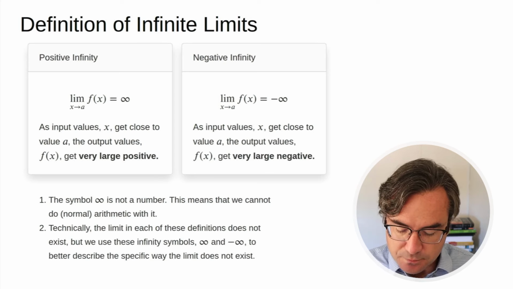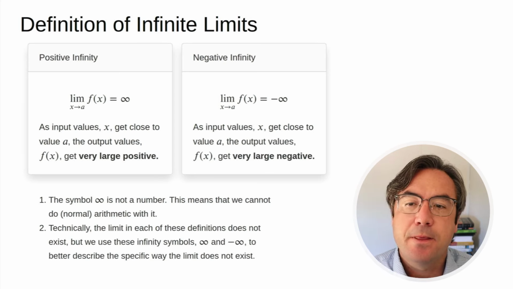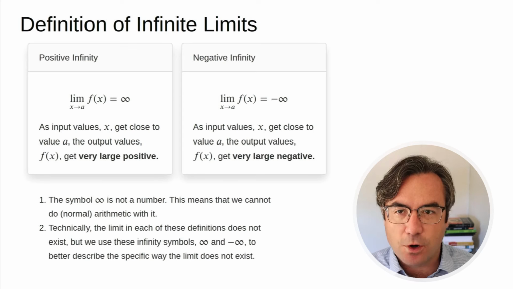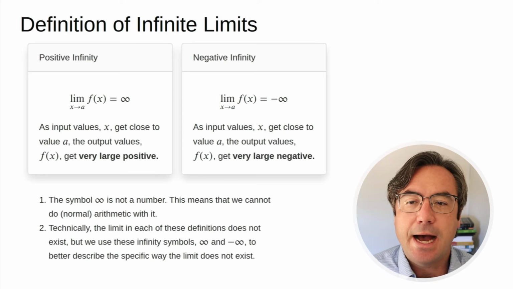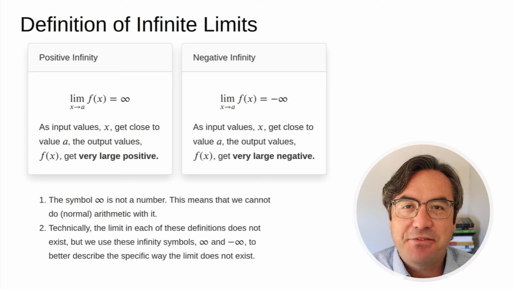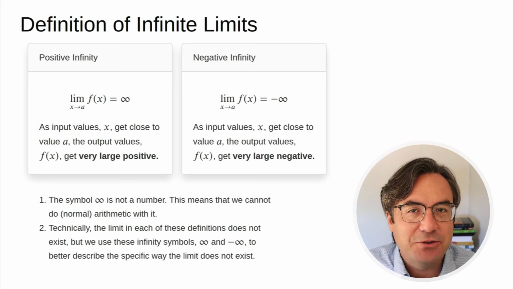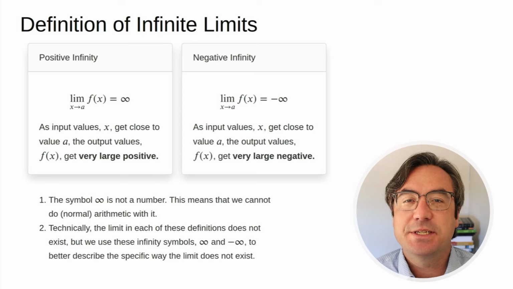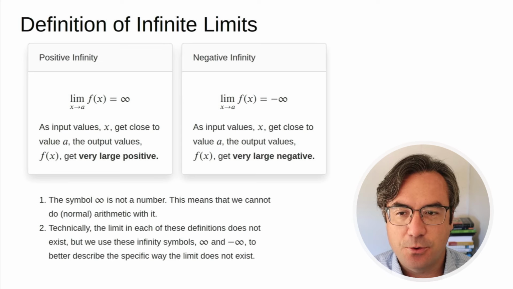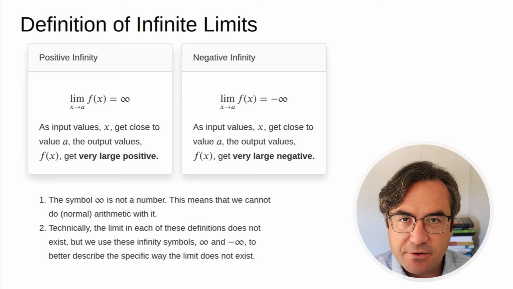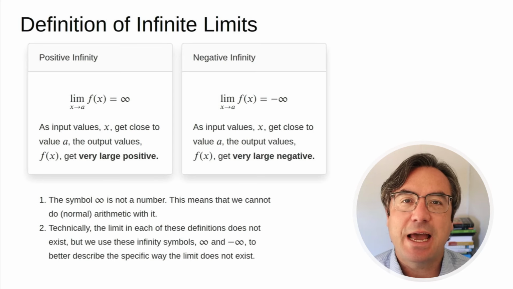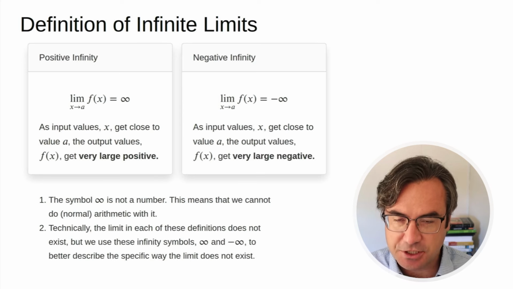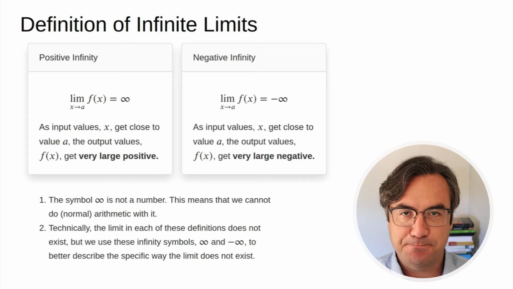And then, going back, the symbol infinity is not a number. As we work with limits more and more, we're going to be tempted to think of infinity as just doing regular arithmetic. It's not a number, so regular arithmetic rules don't always apply. So we just want to think of infinity as a kind of place that we're going. All right, just a few comments there.